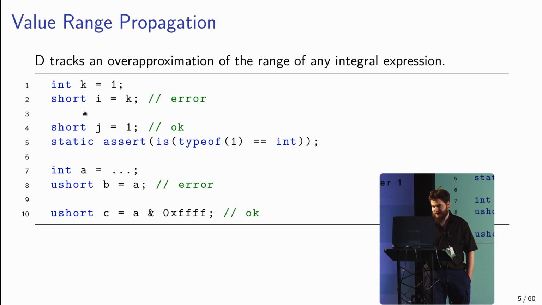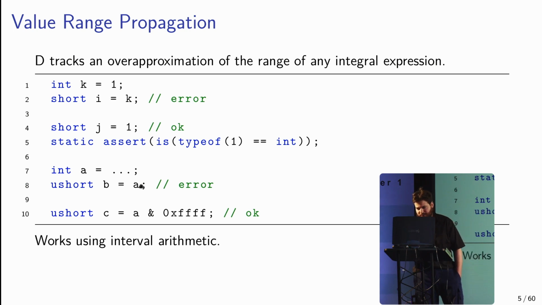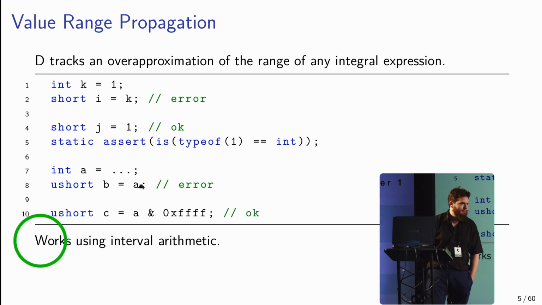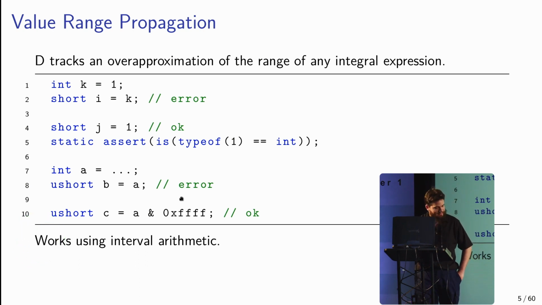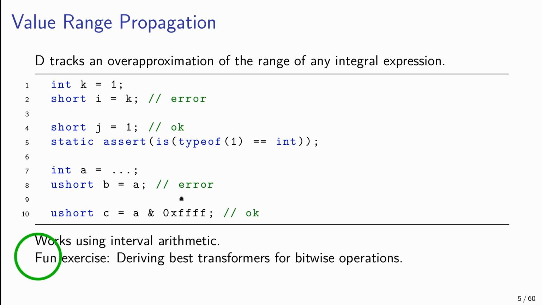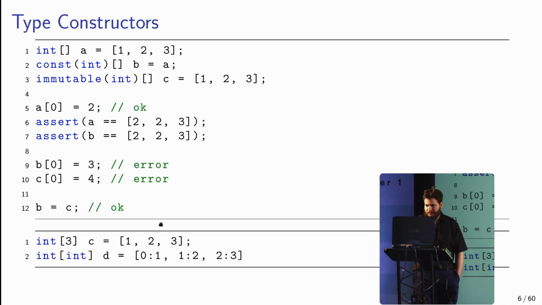So what D does for integral expressions is it tracks the entire range of the expression, which works using interval arithmetic, and a nice exercise is actually to derive the best possible interval transformer for bitwise operations, which is one of the things I did, which is now in the compiler. All right, that's I guess as much as we'll talk about value range propagation at the moment. It's quite nice because you get to actually cast things, but you just have to be explicit about cutting off the trailing bits, for example.